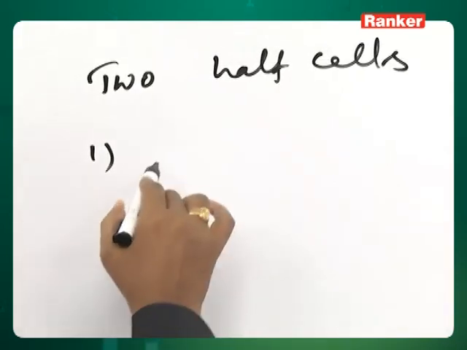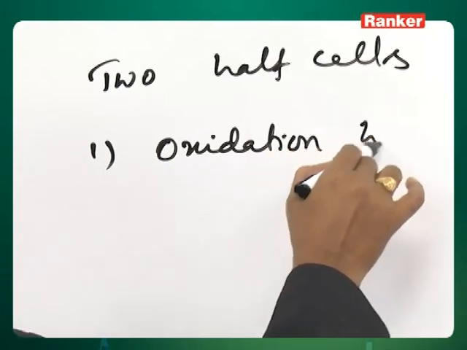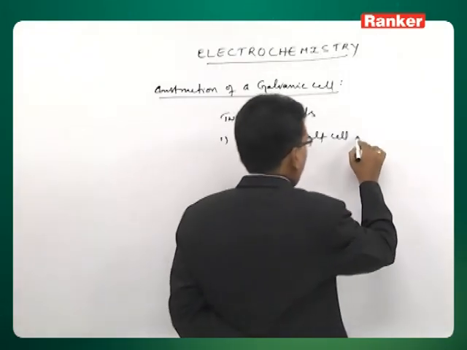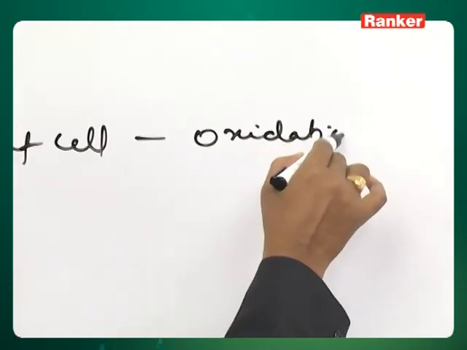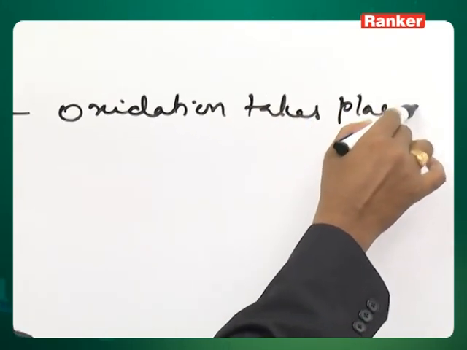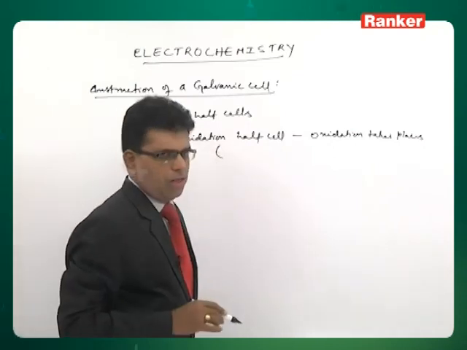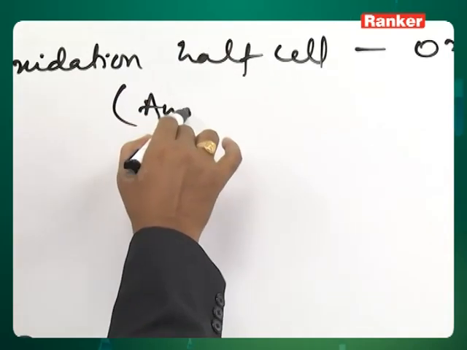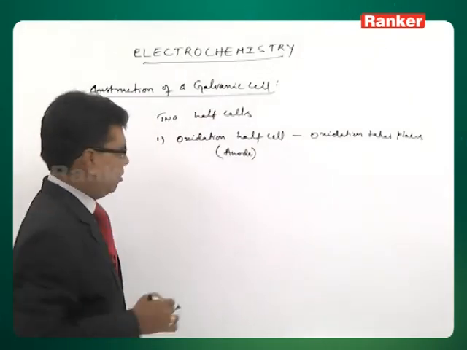One half cell is the oxidation half cell, where oxidation of chemical species takes place. And so, this oxidation half cell is otherwise called the anode. At the anode it is always oxidation.